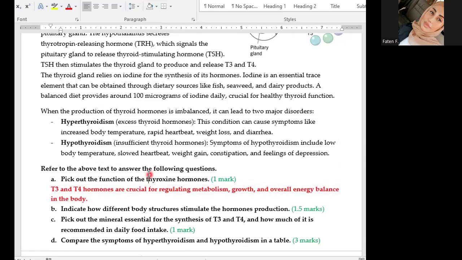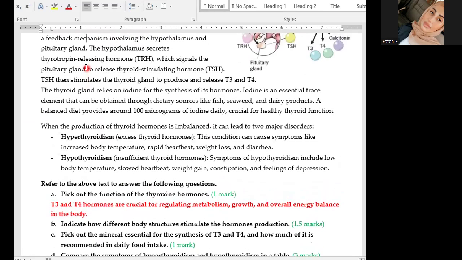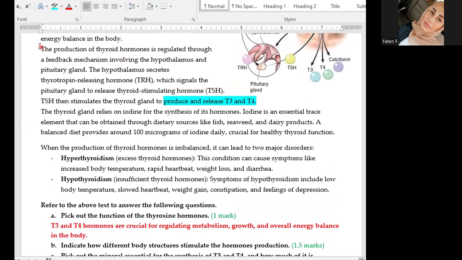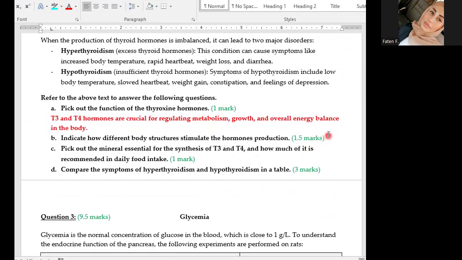Indicate how different body structures stimulate the hormones' production. Let's come here. The production and release of T3 and T4. How is it stimulated? How does it happen? This production is regulated through a feedback mechanism. First, the hypothalamus needs to release TRH. Then the TRH reaches the pituitary gland. It sends TSH, which stimulates the thyroid to release T3 and T4.